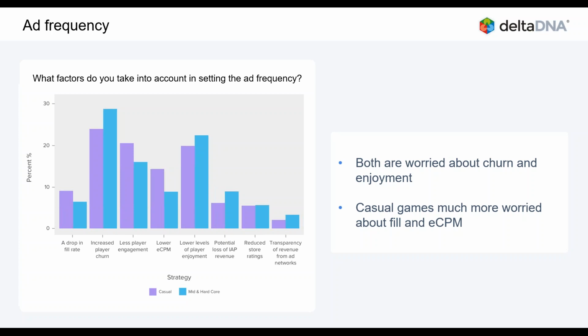So the most common response here is around player churn and player engagement and player enjoyment. So people are coming to our view of the world that actually when you use ads, it's really important to make sure that they're not causing churn and they're engaging players in the way that you think. What's interesting, I think, in this chart, and it is sort of below the most common responses, but in casual games, there's a much more keen interest on the business side of things. So people that make casual games are more likely to be worried about lower eCPMs, in particular lower fill rates, than people in mid and hardcore games.